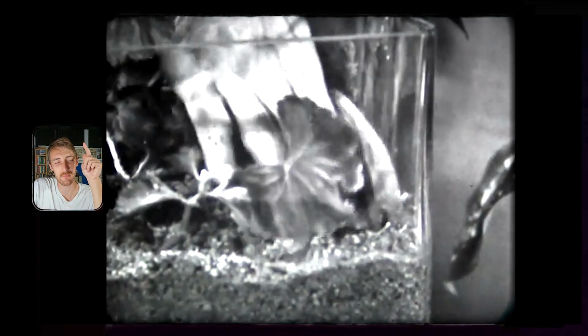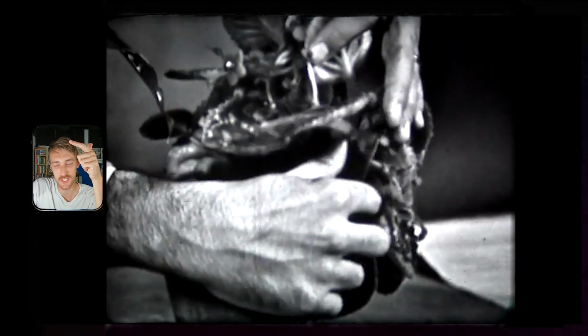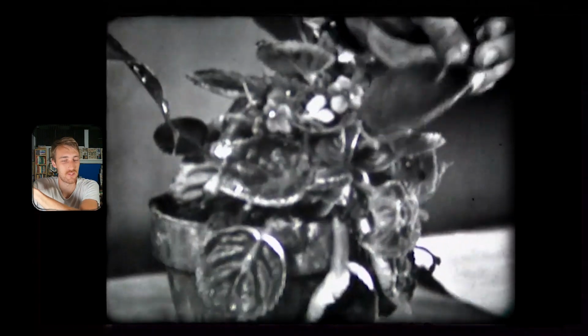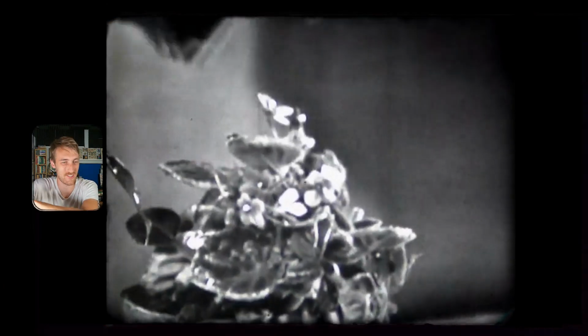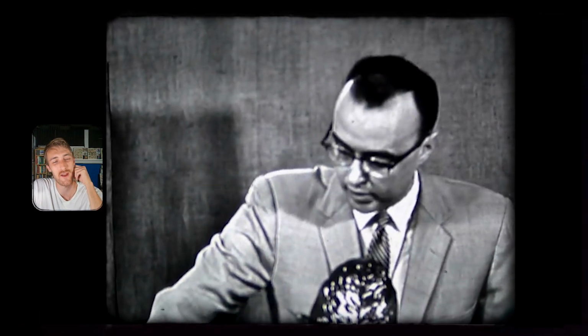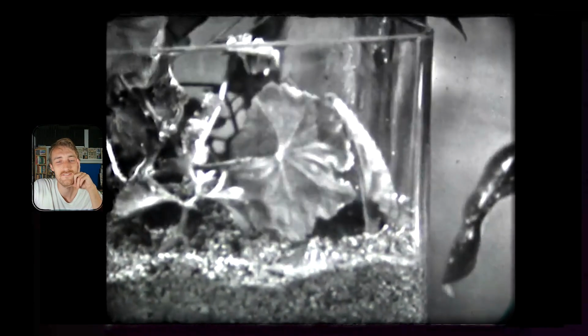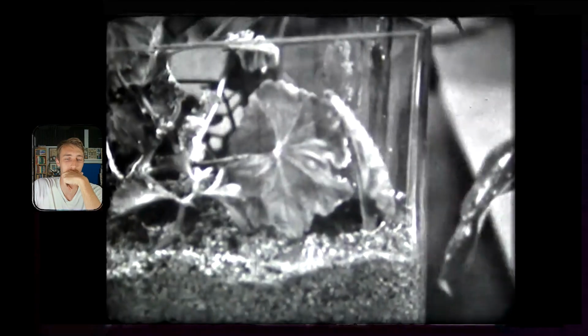What's so funny is I am currently proliferating a whole bunch of sedum right now in my backyard. There is a whole tray of sedum that I've cut from a plant that is now growing its own roots. Very similar to what he's doing right here. I love the parallels between this and my real life. It would eventually grow roots and produce another plant.